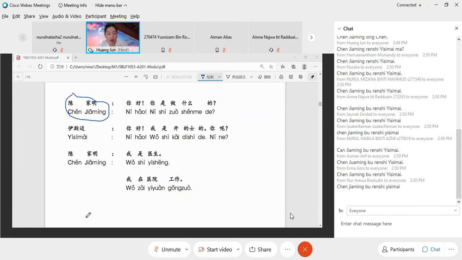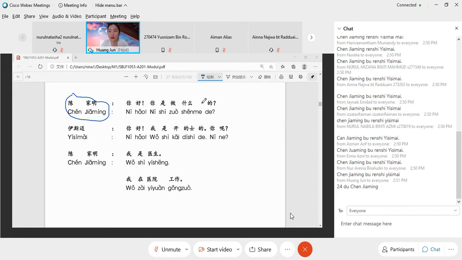Then, right now, I told you to listen to the MP3. Today, I will ask someone to read the dialogue, right? So, 24. Okay, number from attendance, 24. Read 陈家明. 24 student, 24 from my attendance. 读 means read. We learned last time. So 24 read 陈家明.